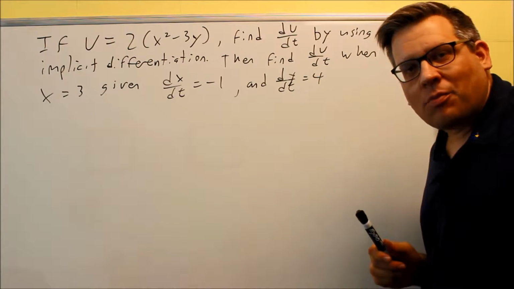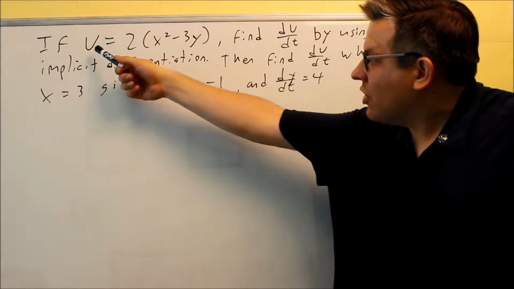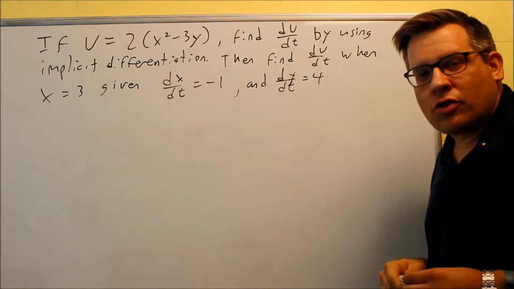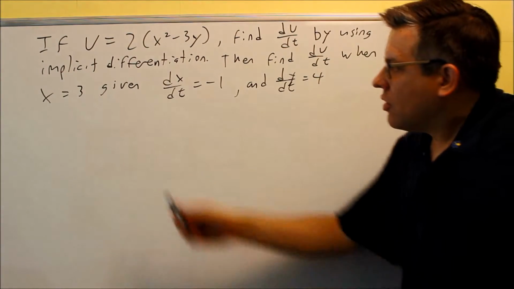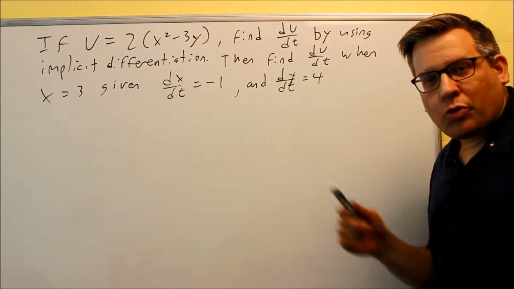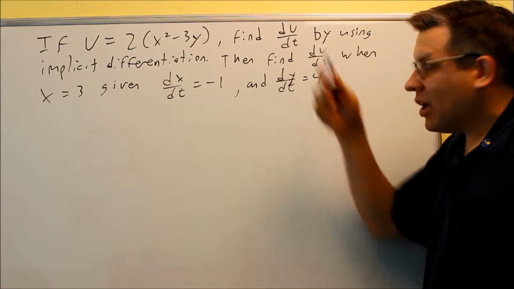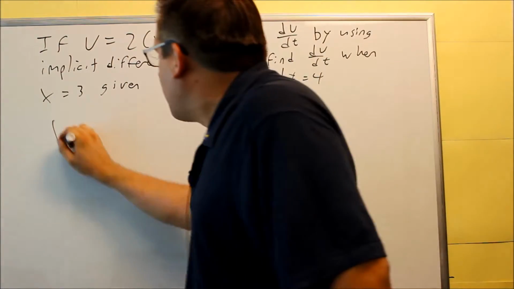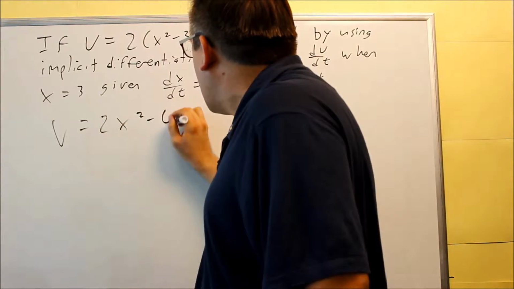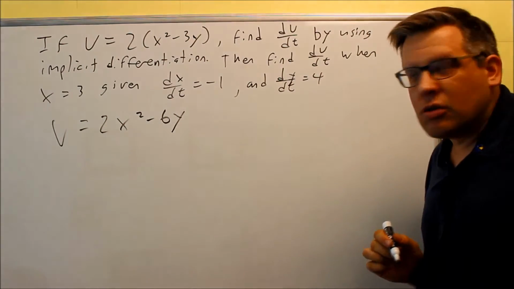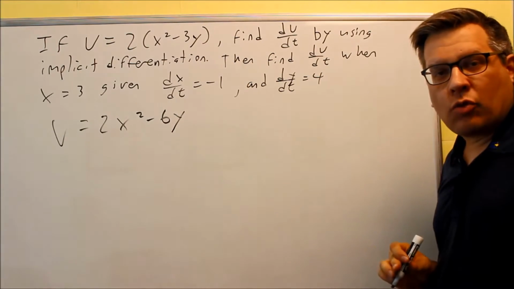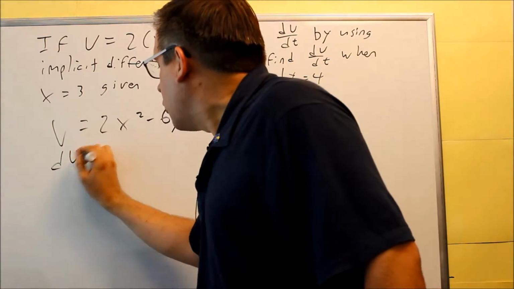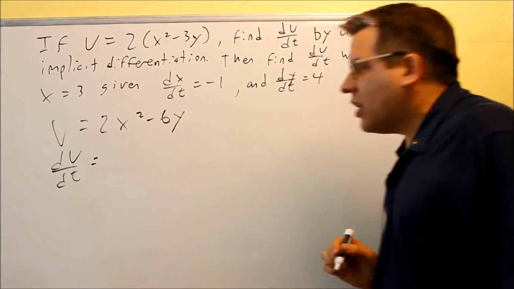So let's jump into it now with this problem. We're given that v equals 2 times this quantity. We want to find dv dt by using implicit differentiation. That's what we're going to do first. If I take the derivative of v with respect to time, I'm going to get dv dt. So on the left hand side of the equation I'll get dv dt. Now first let's just do this step before we jump into it. Let's multiply by 2. By doing that, we avoid having to worry about the product rule in that case. We're going to do the derivative. We get dv dt on the left hand side.